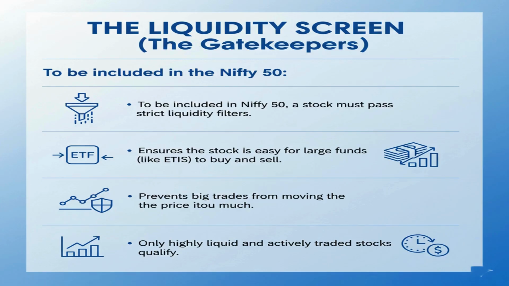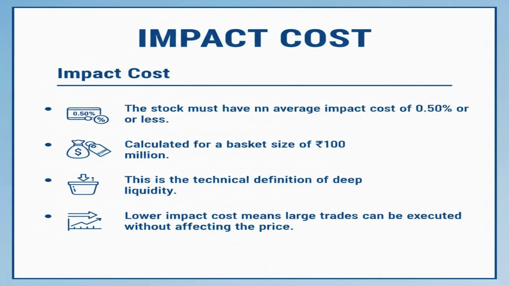The liquidity screen, the gatekeepers. To be included in the Nifty 50, a stock must pass rigorous filters, ensuring it is easy for large funds like ETFs to buy and sell without moving the price too much. Impact cost: the stock must have an average impact cost of 0.50% or less for a basket size of 100 million. This is the technical definition of deep liquidity.